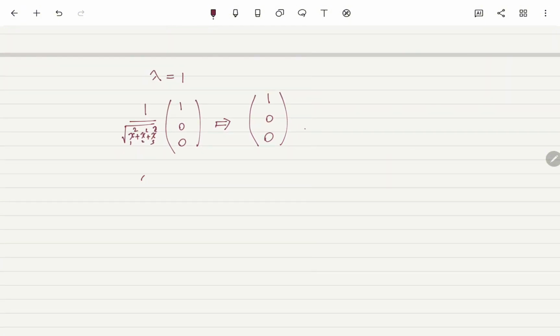Now for lambda equal to 2, the eigenvector is 1, 1, 0. To find the normalized eigenvector, we have to multiply this one here with 1 over square root of x1 square plus x2 square plus x3 square. Now in this case here, x1 is equal to 1, x2 is equal to 1. So the normalized eigenvector for lambda equal to 2 is 1 over square root of 2 times 1, 1, 0.